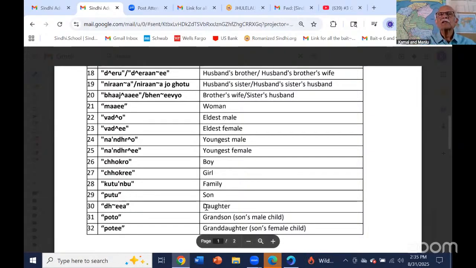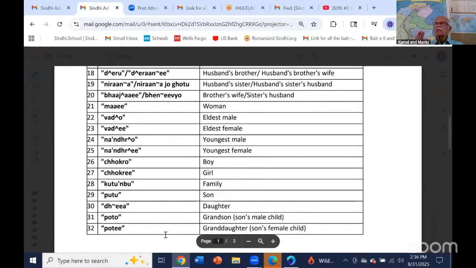Then Diya, daughter. Diya is daughter. The plural of Diya is diyu. Muke ba diyu. Puttu jo plural thindo putta. Diya jo thindo diyu. Grandson, poto. Granddaughter, poti.